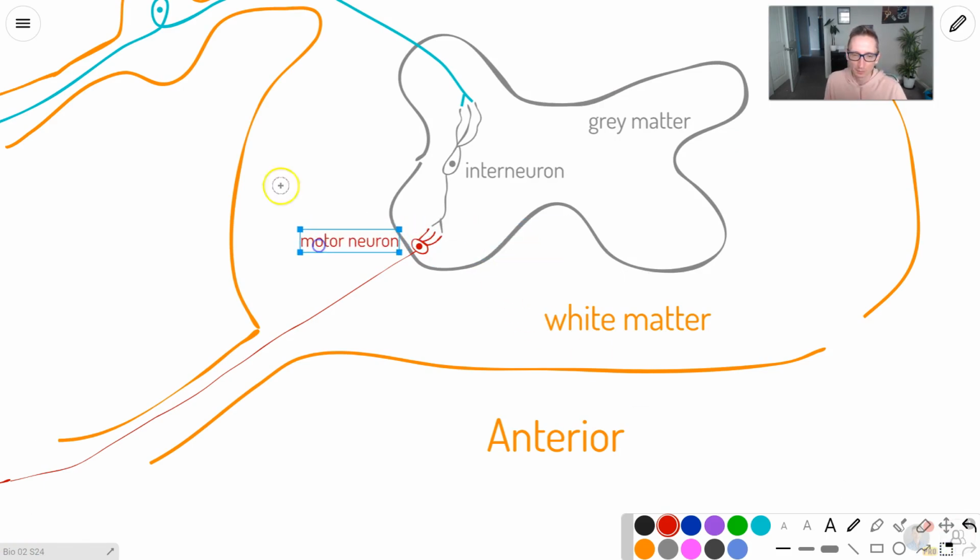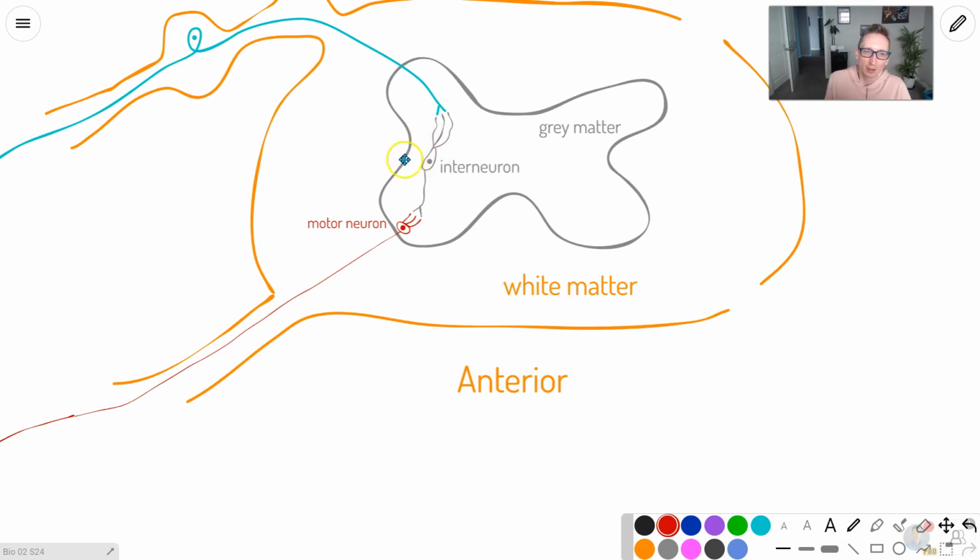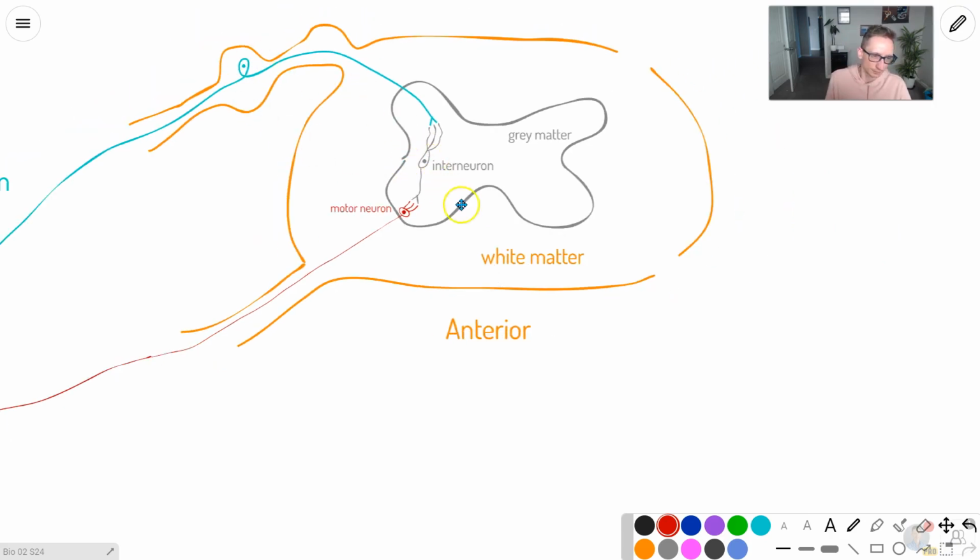All right, motor neuron. And here you see that in the gray matter we have the cell bodies. Gray matter contains cell bodies, and the white matter contains axons. And that's why it looks the way it does. White matter contains axons. Gray matter contains cell bodies.